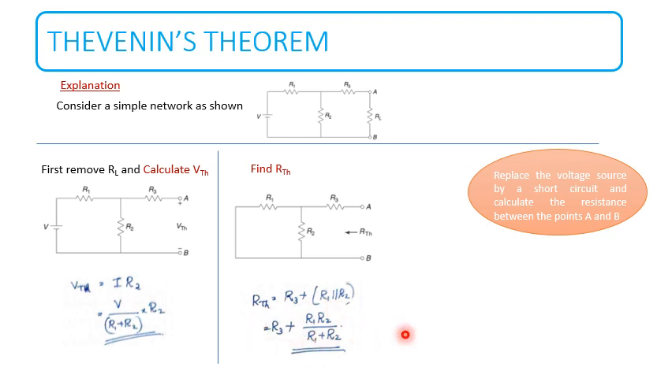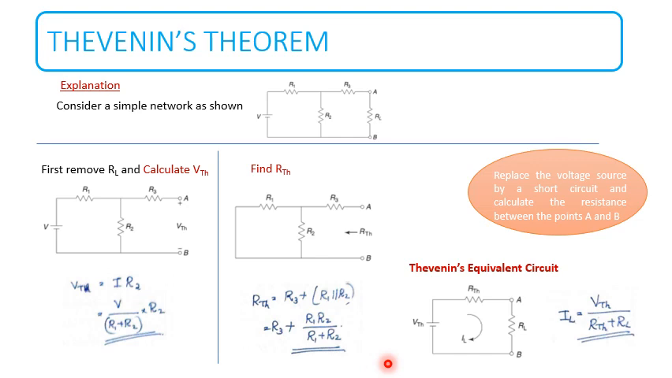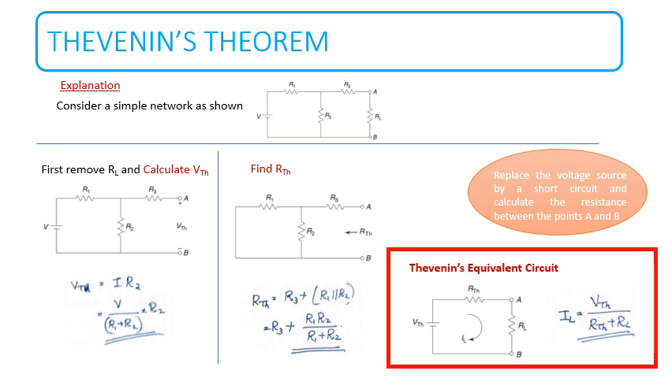Then the third step is to draw the equivalent circuit, Thevenin's equivalent circuit. Thevenin's equivalent circuit will have VTH in series with RTH. The value of VTH is V R2 by R1 plus R2 and the value of RTH for this circuit is R3 plus R1 R2 by R1 plus R2. Now from this diagram we can write the equation for current as IL is equal to VTH divided by RTH plus R.